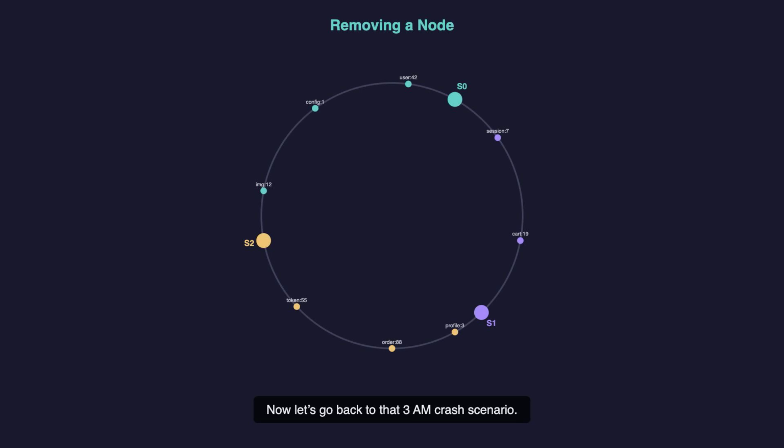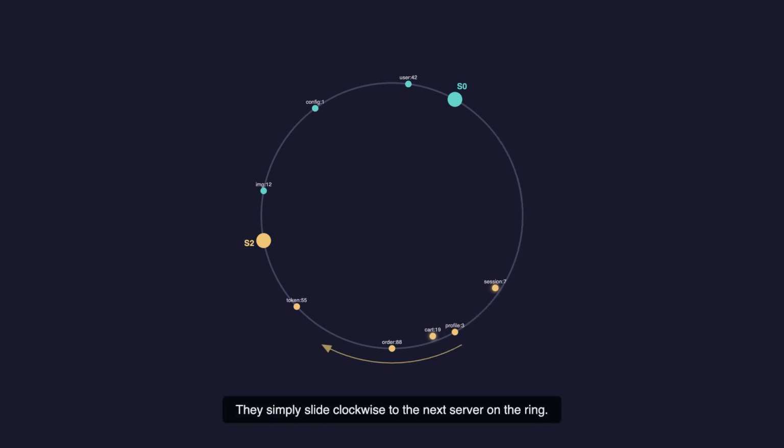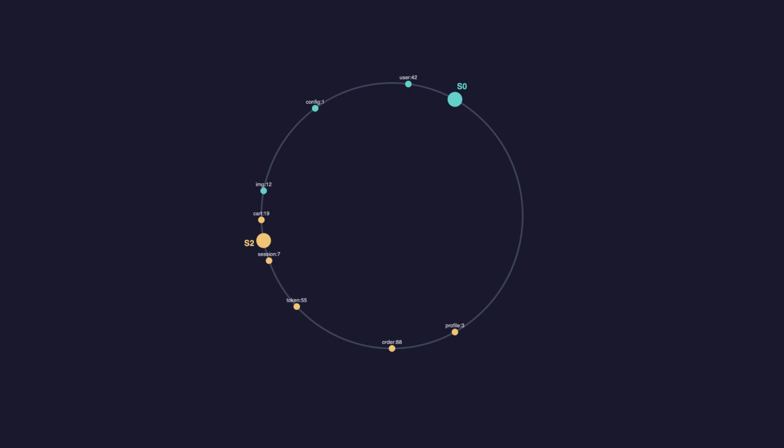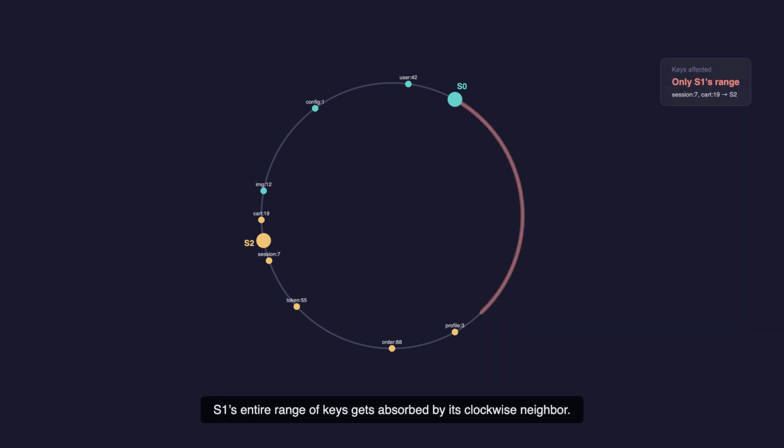Now let's go back to that 3 a.m. crash scenario. Server S1 goes down. In our hash ring, its point on the ring disappears. But what happens to S1's keys? They simply slide clockwise to the next server on the ring. S1's entire range of keys gets absorbed by its clockwise neighbor. No other keys are affected at all.